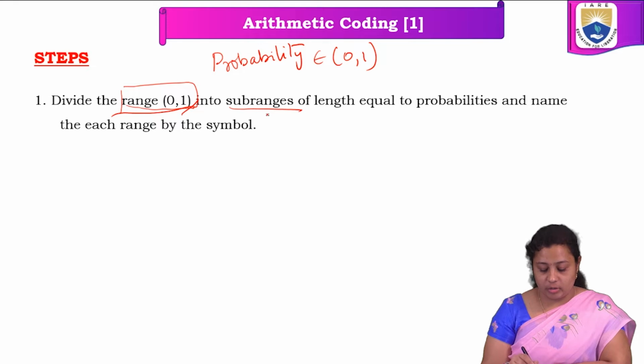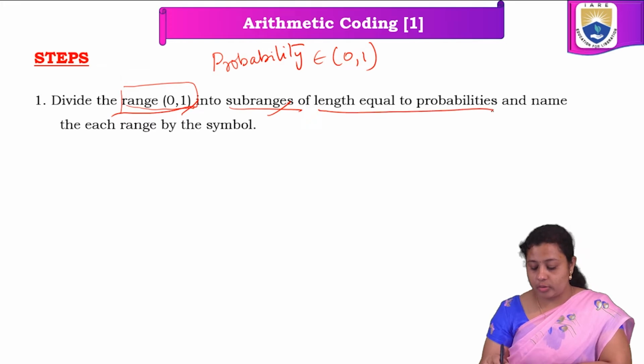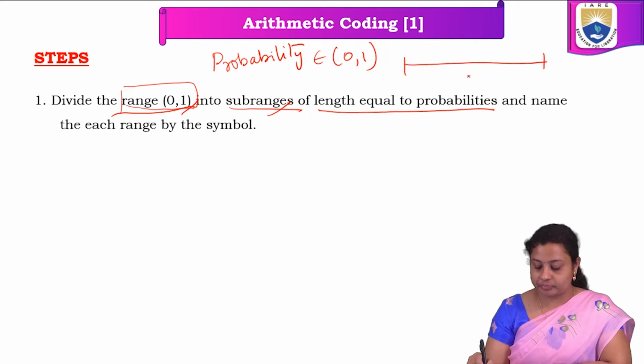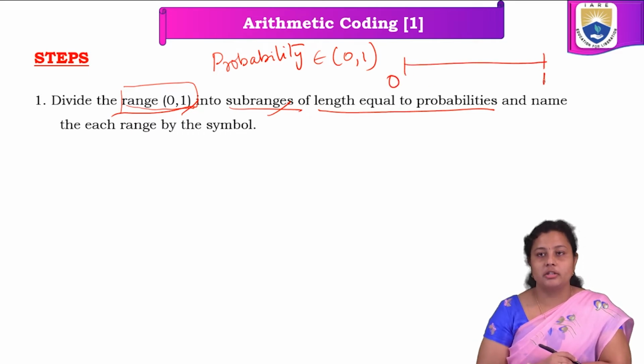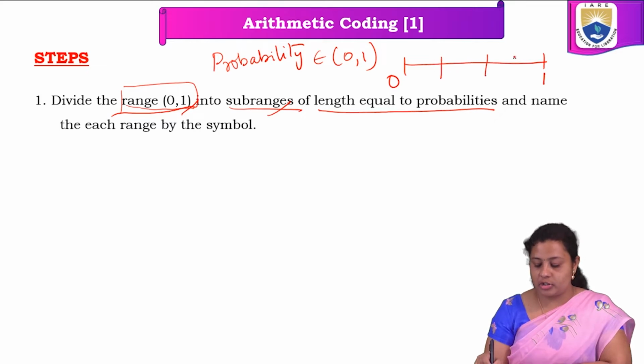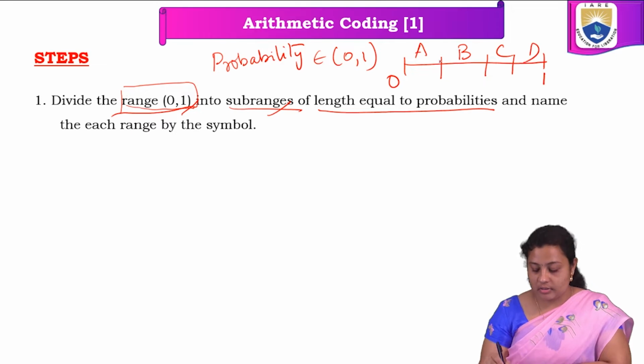So we have the range 0 to 1 that we are dividing into sub-ranges. How are we dividing? The length equals the probabilities. Suppose I have 0 to 1, and I have 3 symbols and I am dividing it into sub ranges. The first sub range is, say, A, B, C, D. Then this value is given by the probability of the symbol A, say 0.2. Similarly 0.3, 0.7, like that.